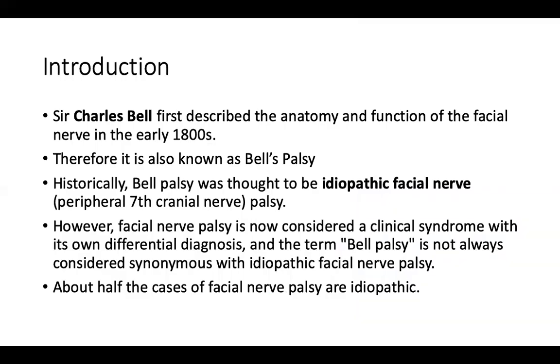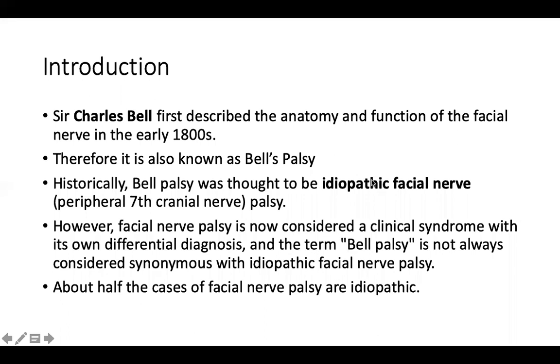For the introduction of this chapter, we shall first begin with the history of facial nerve palsy. Sir Charles Bell first described the anatomy and function of the facial nerve in the early 1800s. Because the first man to describe this phenomenon was called Charles Bell, facial nerve palsy is sometimes called Bell's palsy. So if you hear the word Bell's palsy, we are referring to facial nerve palsy.